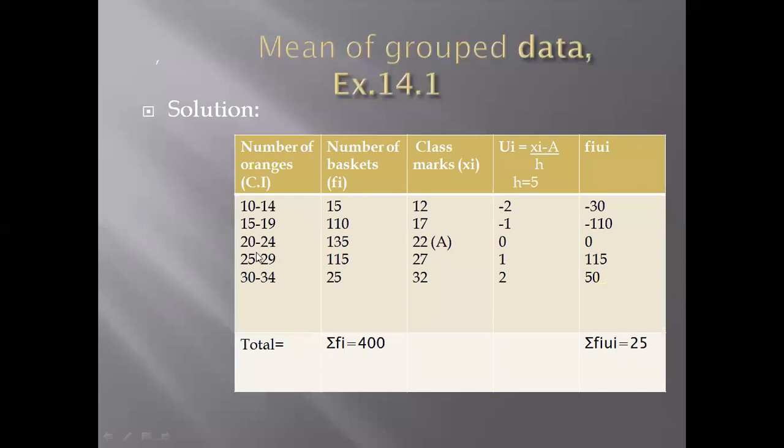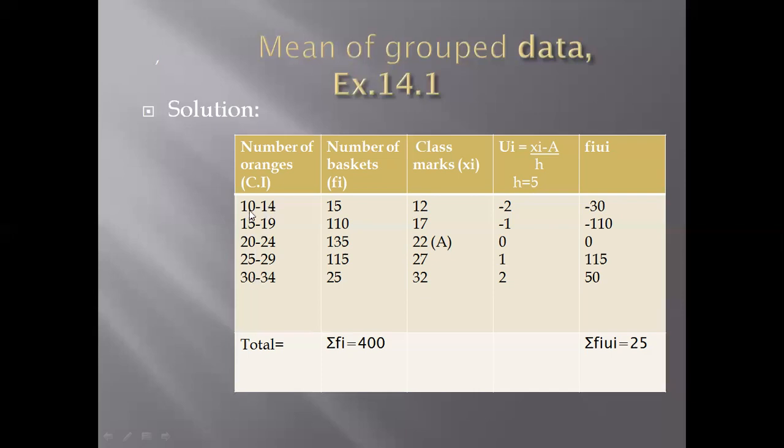The first column is the class intervals, second column is frequency, third column is class marks, fourth column is ui is equal to xi minus a by h, and fifth column is fi ui. So in this, I already mentioned in this column itself that h is equal to 5, because you see here 10 to 14, 15 to 19, these all are inclusive classes. You observe here the upper limit of the first class is 14, whereas the lower limit of the second class is 15. Both are not same. That means these are inclusive classes.